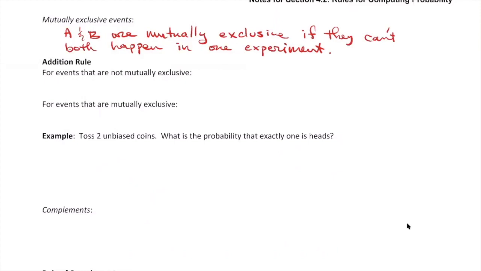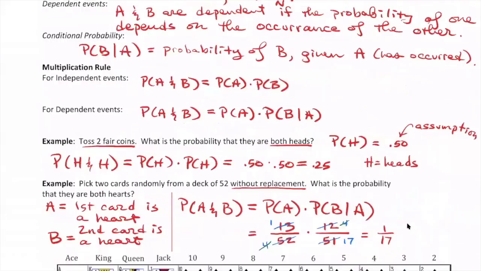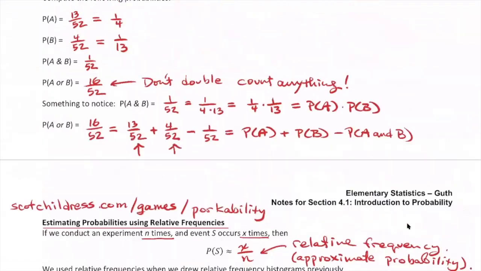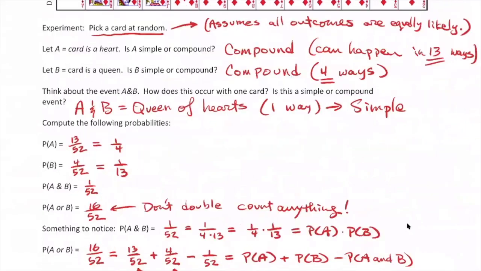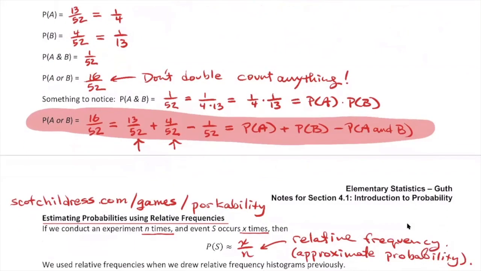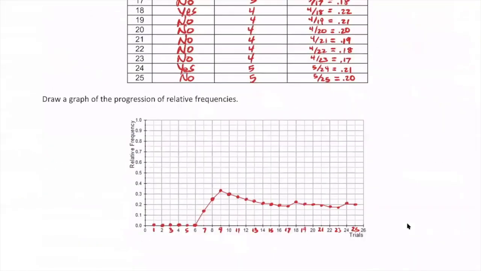So the addition rule for events that are not mutually exclusive, I'm going to go ahead and slide back again. And we already kind of figured this out when we were talking in the very beginning down here, where we said the probability of A or B turns out to be the probability of A plus the probability of B minus the probability of A and B. So that's the addition rule. Easy enough. So we'll just copy that down.